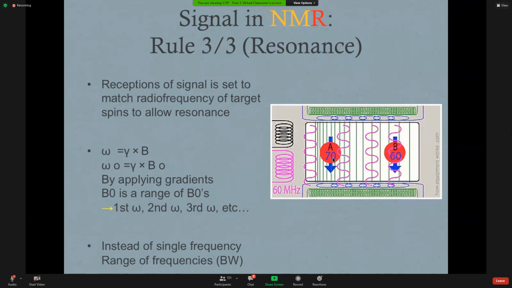Now, obviously, we don't have this sharp demarcation of 60 and 70. We usually have a bandwidth or a range of radio frequencies, with a center being probably around 60 and then a little bit away from it, and the signal weakens as we move away from the 60.